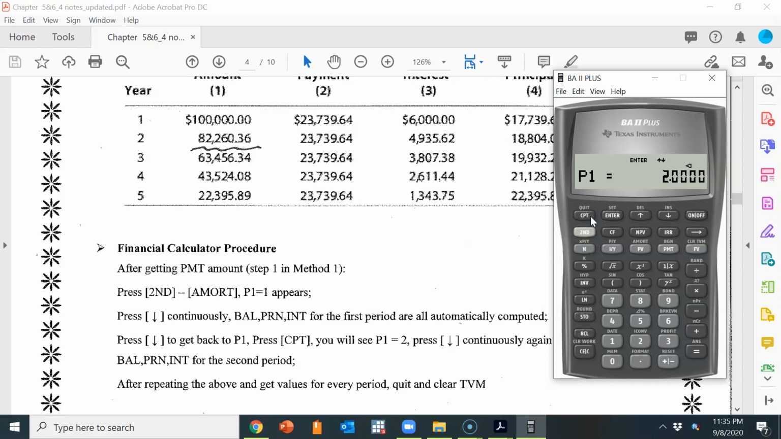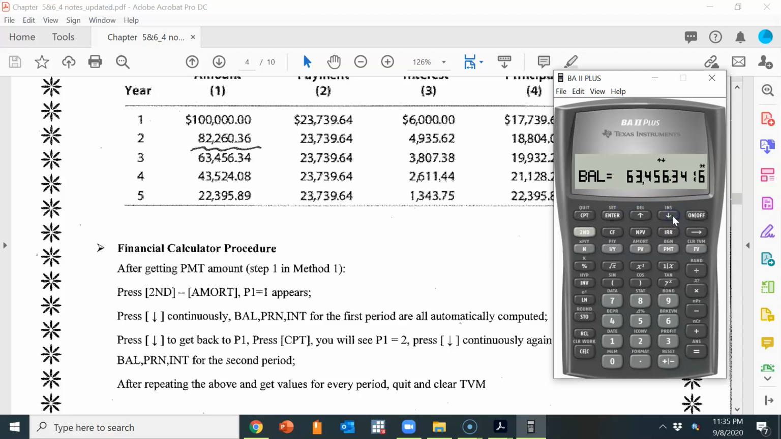Okay, as long as we press compute, P1 becomes 2. Meaning the beginning period is the second period. In our case here, we start from the second year. Okay, press down button. P2 automatically becomes 2 as well. So now all the values are going to be for the second year.